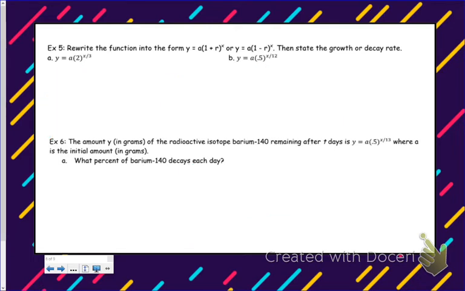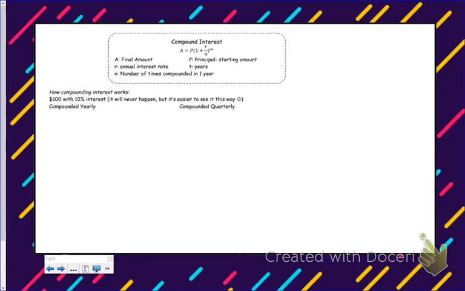All right, the last thing we're going to look at is a common application for exponential growth and decay, and that is compound interest. What it means for interest to compound is that your interest gets added back into your account. The more frequently the interest is added into your account, the more you're going to be able to get interest on the interest.